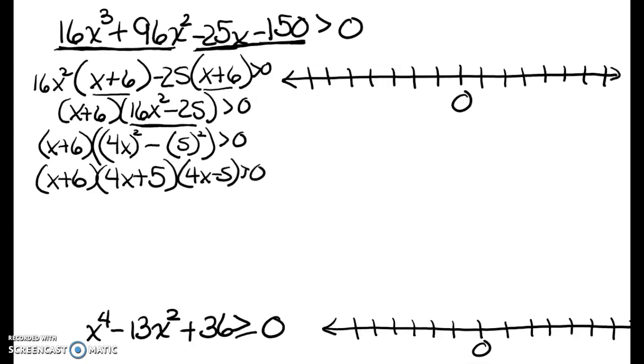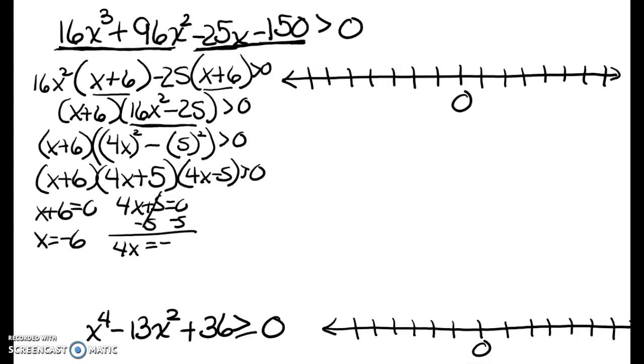And when I set each of those equal to 0 and solve, I get x equals -6. 4x plus 5 equals 0. I'm going to subtract the 5. 4x equals negative 5. So x equals negative 5/4. And when I do the same for the last, equals 0, I'm going to add that 5. So I get 4x equals 5. When I divide by 4, I get x equals 5/4.